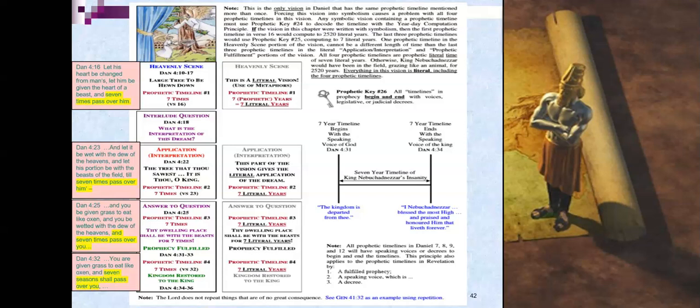Remember what I said to you. Daniel does not mix his visions with some symbolic language and some literal. He doesn't mix them. Revelation does, but Daniel doesn't. He keeps it clean and he keeps it simple so that you know what to do.